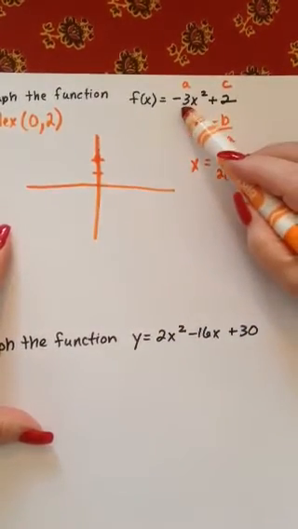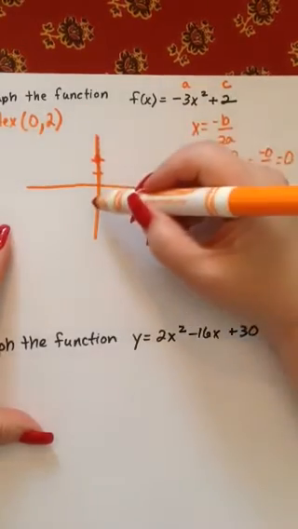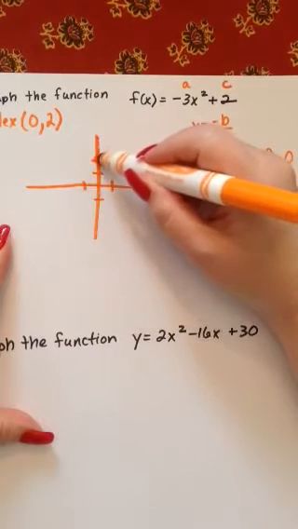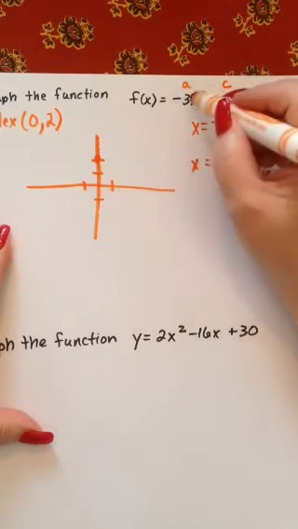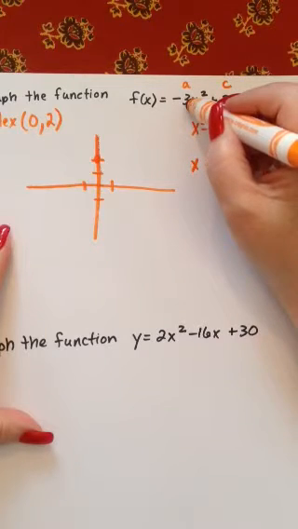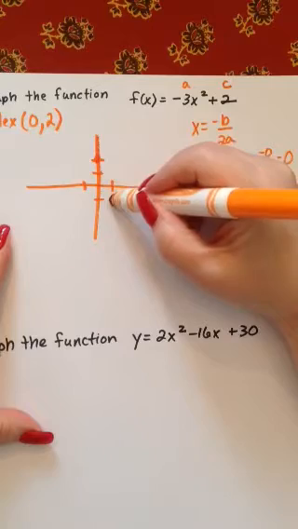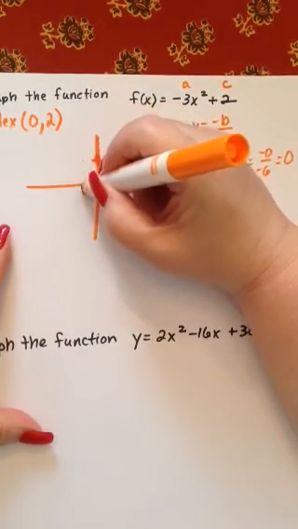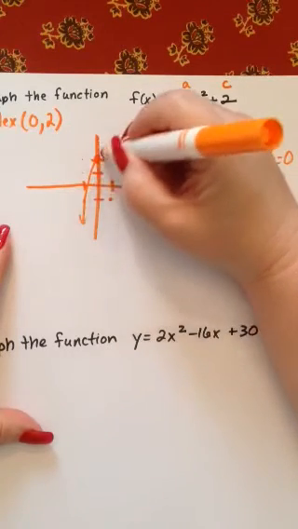I can tell that it opens downward because of the negative 3. And normally when you graph, you go over 1 and down 1, and that's the first point. But because it's 3, it's got a vertical stretch of 3, so I'm going to go over 1 and down 3. 1, 2, 3. So this is another point here, and I'm going to go over 1 and down 3. So my graph's going to look kind of like this.